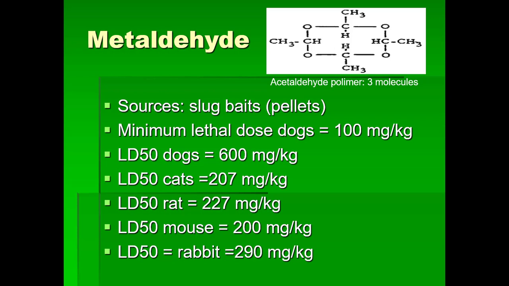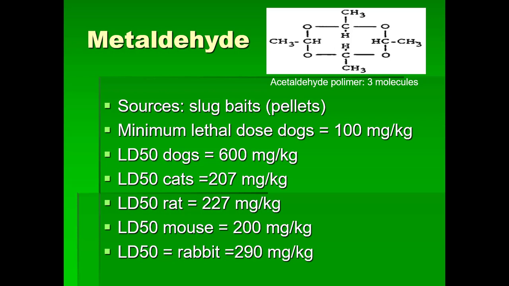This is used as a molluscicide, that is slug and snail baits. As you can see, the structure is a polymer of 3 acetaldehyde molecules, and most incidents will happen in dogs because of their nosy nature. If we look at the minimum lethal dose, it's about 100 milligrams per kilogram, which would be considered a moderately toxic compound on an acute basis.